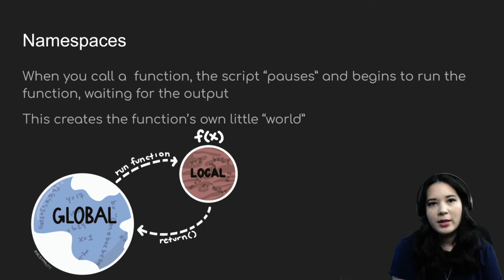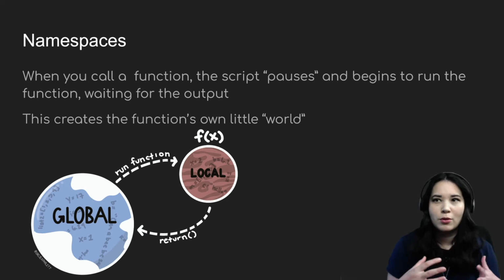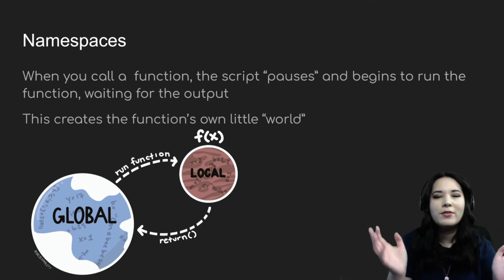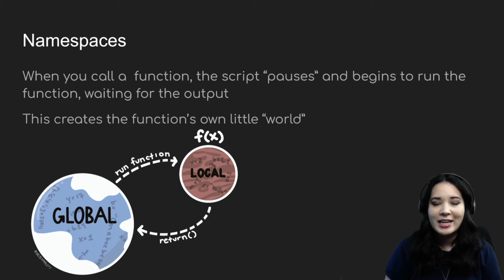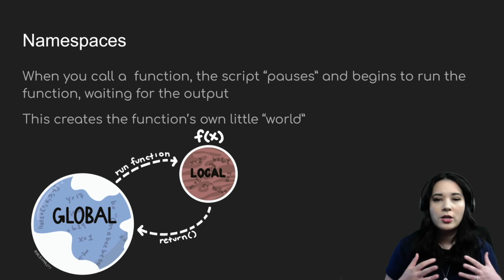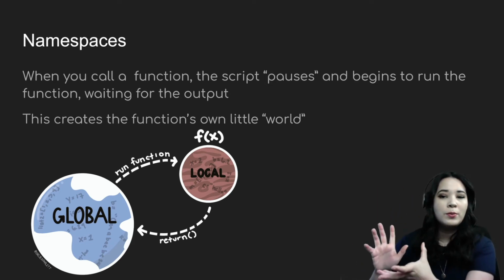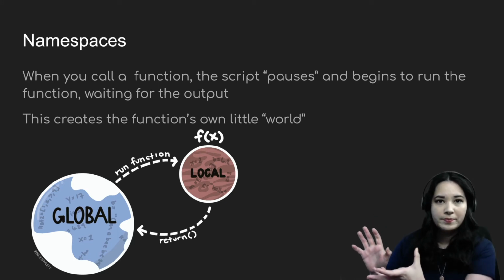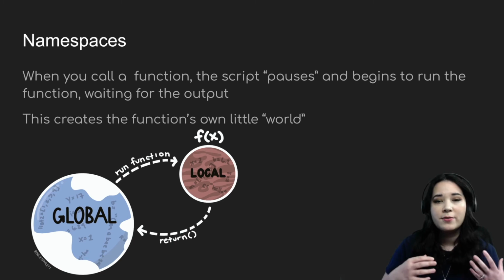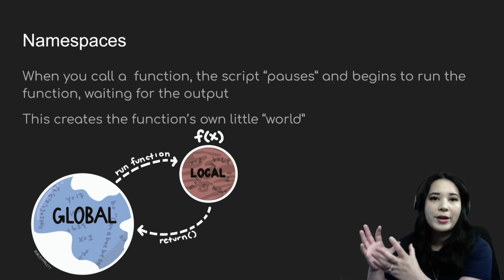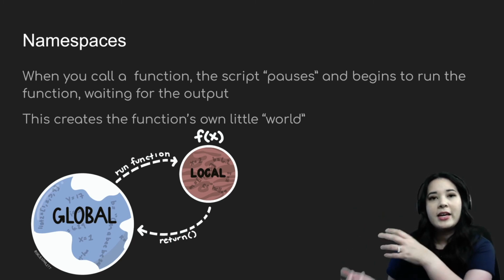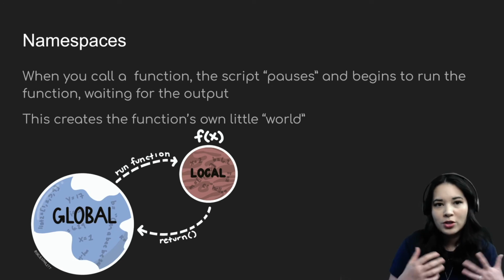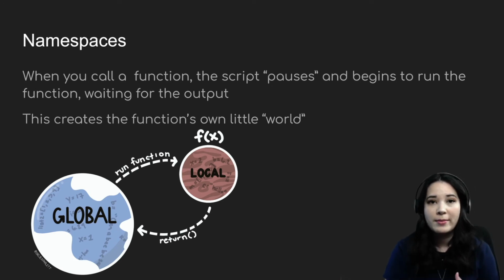So you can think of namespaces as basically rooms or planets or somewhere where all of the information that we're creating and defining in our script is stored. When you call a function, our script basically pauses where it is, creates a new little room, and runs the function in that room and waits for the output. Basically, you can think of this as a function kind of has its own little world where it's running, and then when it's done, it comes back to the main world or the main room where we were running our script.